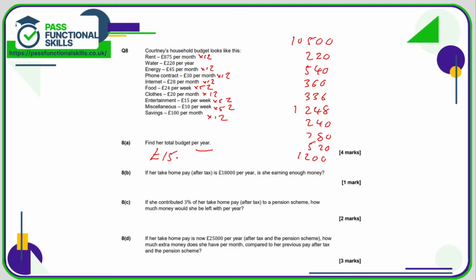a total of £15,944. Part B, if her take-home pay after tax is £18,000 per year, is she earning enough money? Well, she is earning enough money because she's earning £18,000 and she just needs to pay expenses totaling £15,944. So yes, she's got more than enough, and in fact she's got a bit left over.